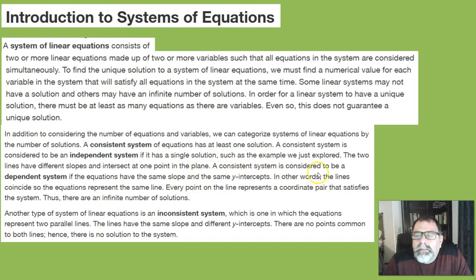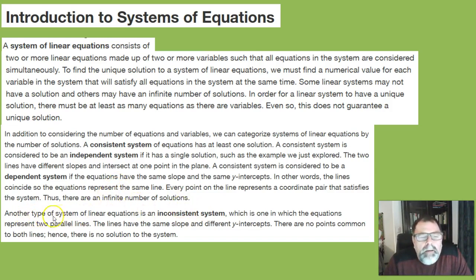A consistent system is considered to be a dependent system if the equations have the same slope and the same y-intercept. In other words, the lines coincide, so the equations represent the same line. Every point on that line represents a coordinate pair that satisfies the system. So every point on the line makes both equations true. That would have an infinite number of solutions.